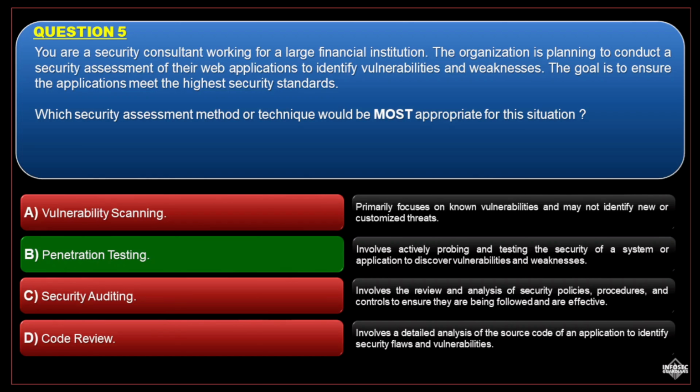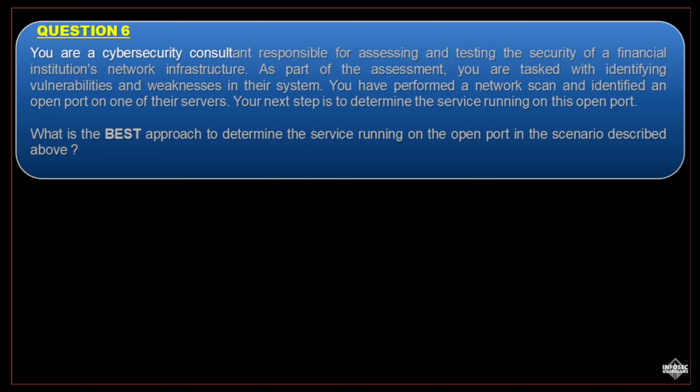Let us now move on to our next question. You are a cybersecurity consultant, responsible for assessing and testing the security of a financial institution's network infrastructure. As part of the assessment, you are tasked with identifying vulnerabilities and weaknesses in their system. You have performed a network scan and identified an open port on one of their servers. Your next step is to determine the service running on this open port. What is the best approach to determine the service running on the open port in the scenario described above?